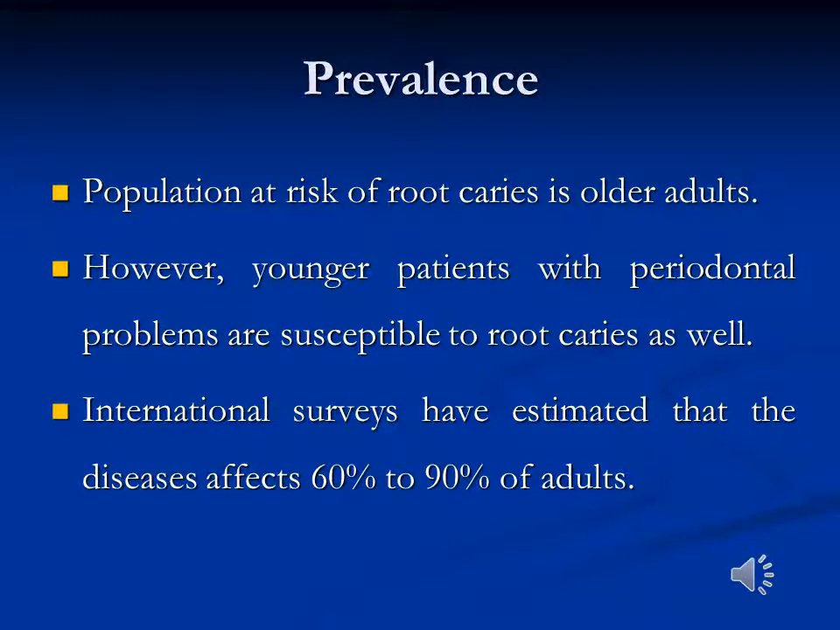Prevalence of root caries, which means the percentage of root caries among the population. Usually, the population at risk of root caries is older adults, because this group usually has more periodontal problems and more gingival recession, and the root surface should be exposed in order for root caries to develop. However, younger patients with periodontal problems are susceptible to caries as well. International surveys have estimated that the disease affects a wide range, about 60 to 90% of adults.